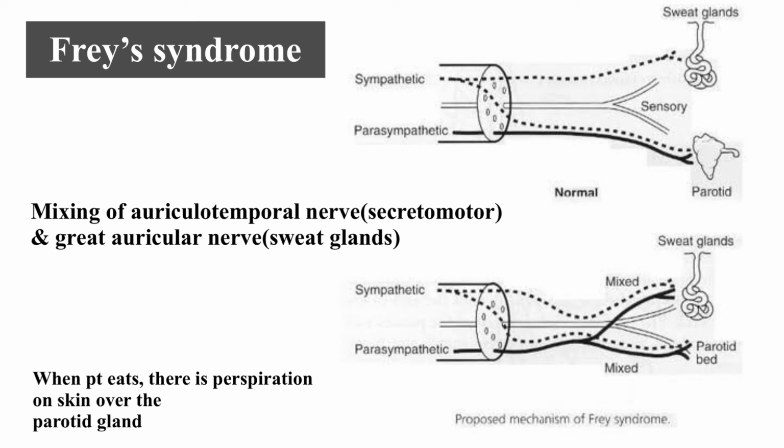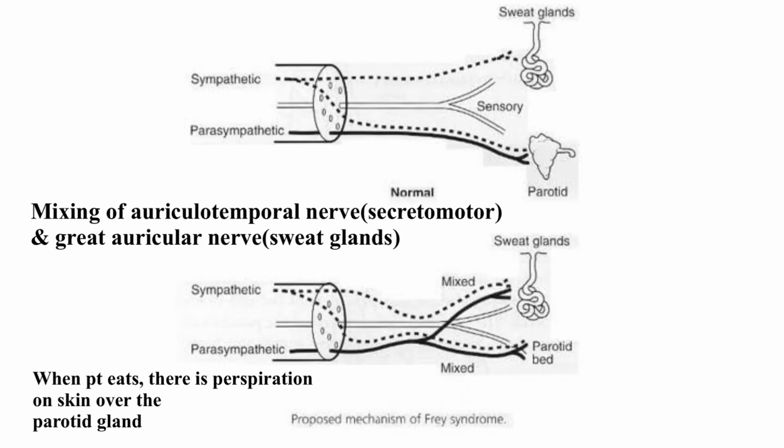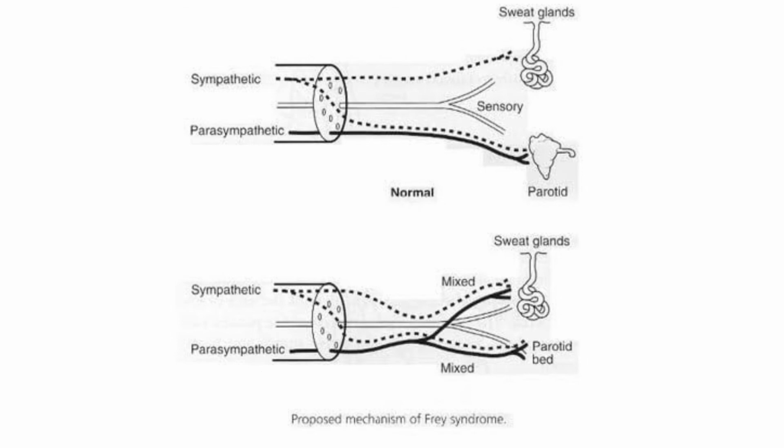Now, during the process of healing, the secretomotor fibers of the auriculotemporal nerve grow out and join with the distal end of the great auricular nerve, through which the fibers reach the sweat glands in the facial skin. Therefore, when the patient eats, beads of perspiration appear on the skin covering the parotid gland, because the stimulus which is intended for the salivary secretion now produces sweat secretion instead. Such an interesting complication during the healing of a penetrating wound of the parotid gland is known as Frey's syndrome. This syndrome is very rare.